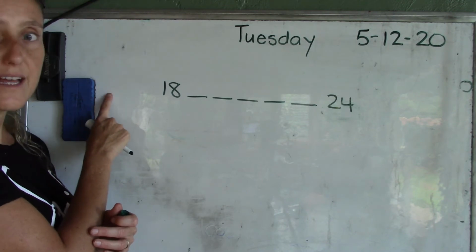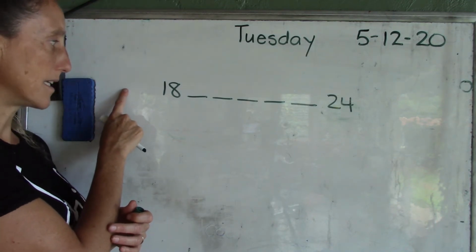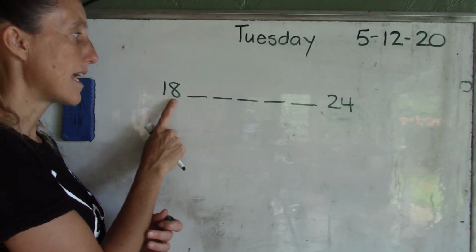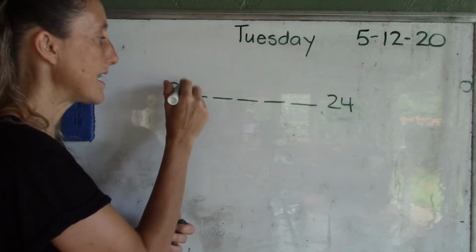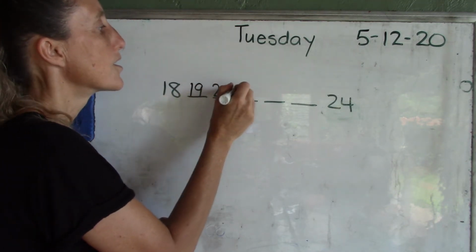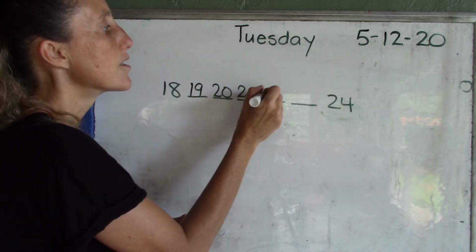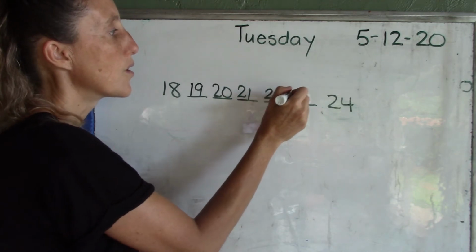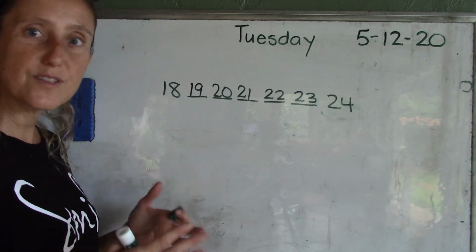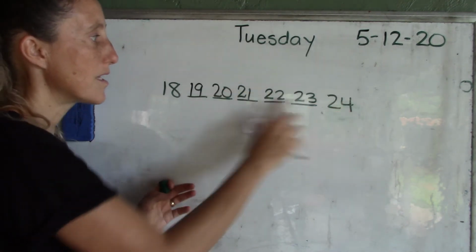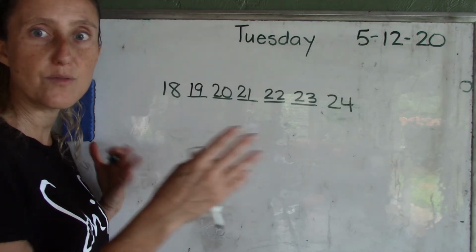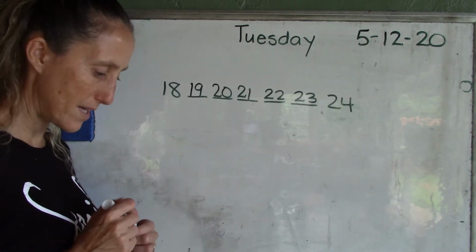10, 11, 12, 13, 14, 15, 16, 17, 18, 19, 20, 21, 22, 23, 24. So if you see two numbers with lines in between them, that means what are the numbers that are in between those numbers when you're just counting by one. Okay.